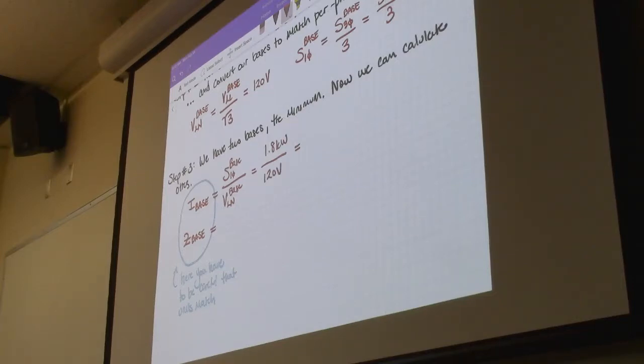Okay, and I got 15 amps. And then for the Z base, there's another version of this equation in there, which is V ln base divided by whatever the I base is. And so we are going to have 120 volts.